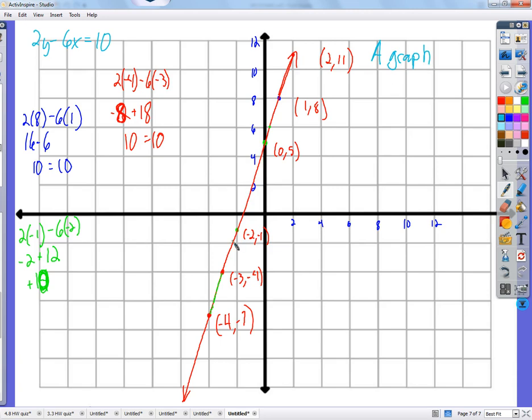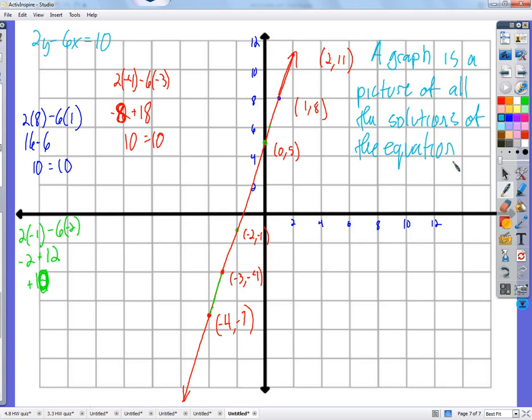this is the graph. This red line that we drew is a graph. All this other stuff, that's just the paper where we drew the graph. Okay. A graph is a picture of all the solutions of the equation. That's what a graph is. It's a picture of all the solutions. I'd like you to have that understanding.